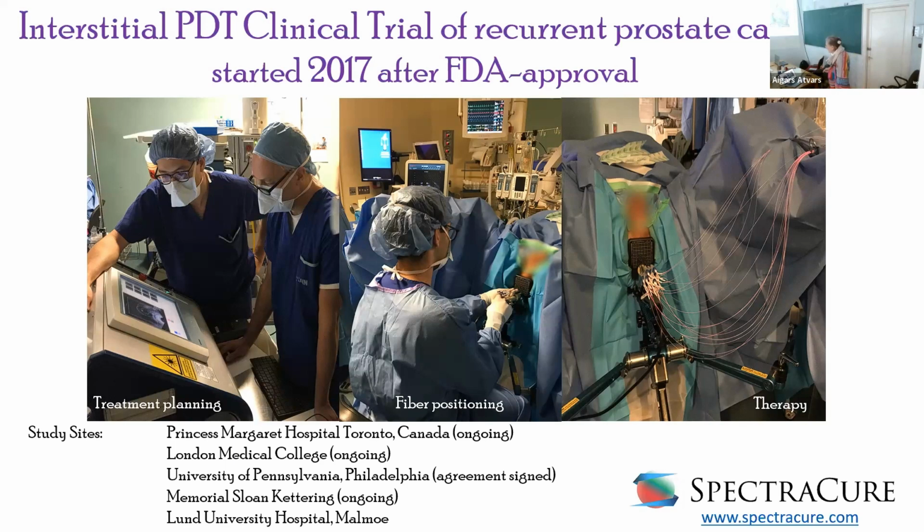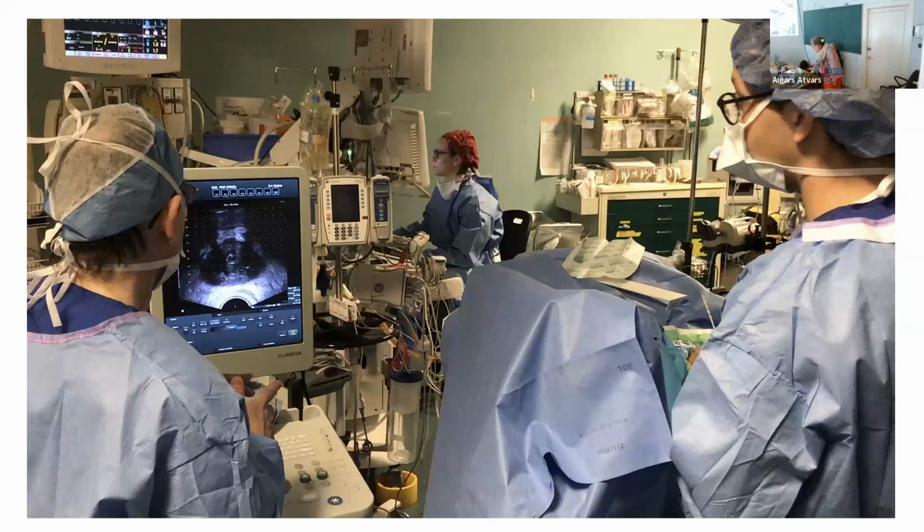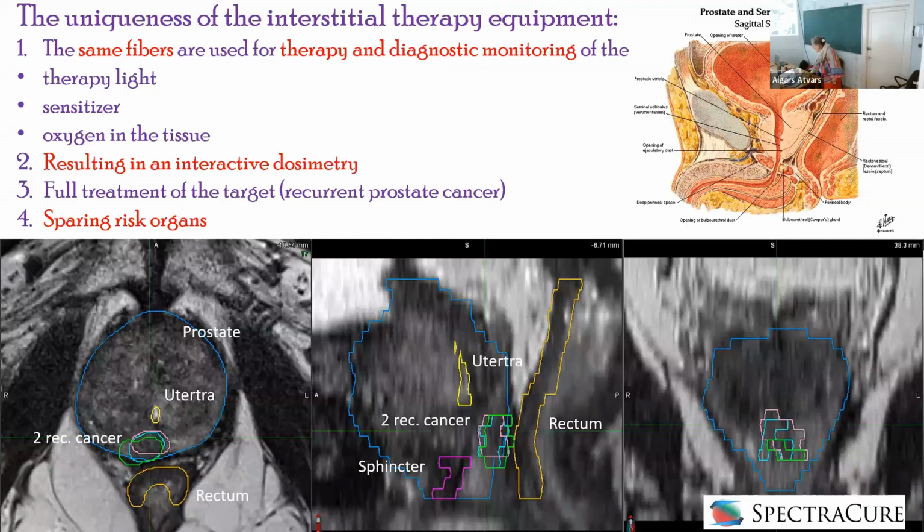And this is a clinical situation from one of the surgical theaters. Here you see how we map out the tumor to be treated, how we look at the urethra and the urinary bladder, of course, and the rectum, how we can take them into account for the dosimetry calculation. And this is again a clinical picture where you see all the fibers shining.